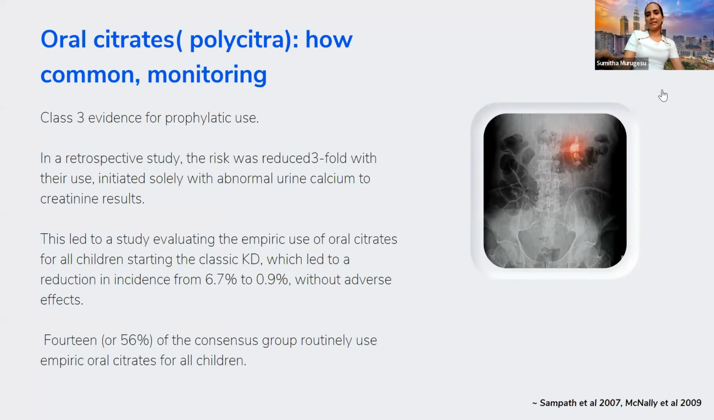56% of the consensus group, I'm talking about the International Ketogenic Diet Society, routinely use empiric oral citrates for all children. That's not the scenario on our side. We regularly monitor them for symptoms, and we do ultrasound of the kidney, urinary tract, and bladder for 6 months. If they have symptoms or if they have stones, then we provide them with urine alkalizer.